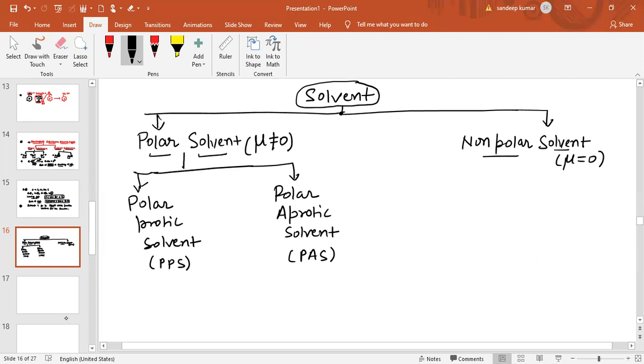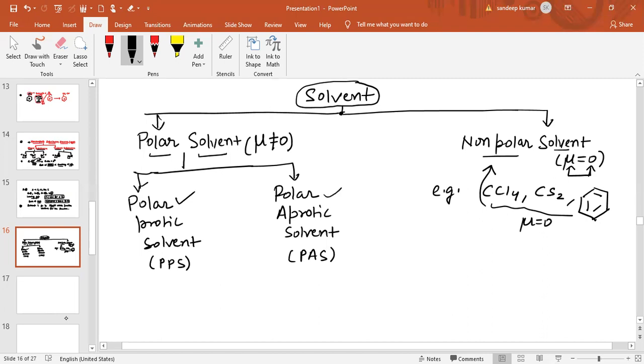Now see, non-polar solvents are basically those solvents in which the dipole moment is zero. For example, compounds like CCl4, carbon disulfide, and benzene: in all these cases, the dipole moment is zero. Therefore, these are all non-polar solvents. So solvents are basically of two types, polar and non-polar. Polar solvent is basically polar protic and polar aprotic.